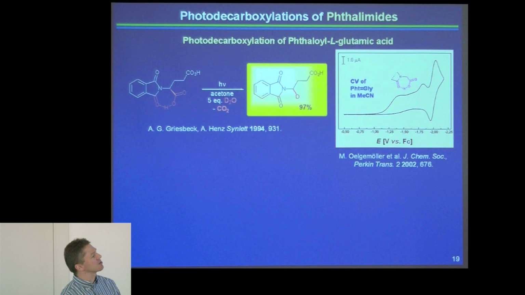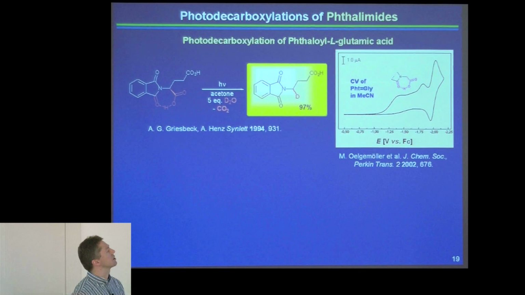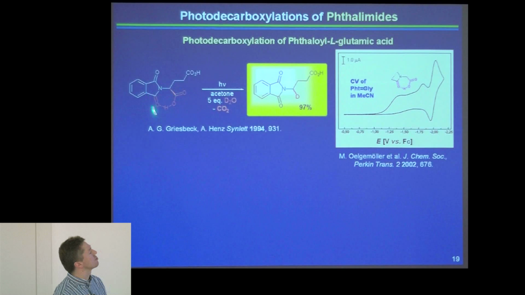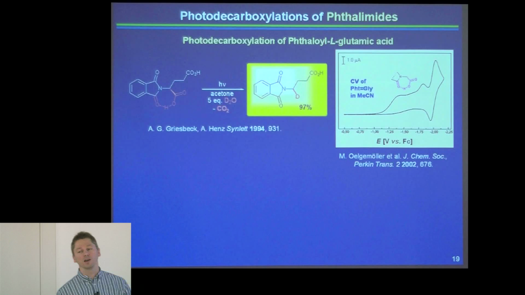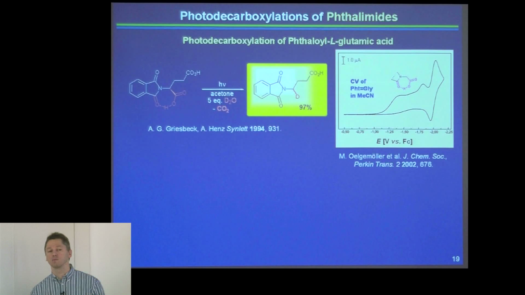We believe that hydrogen bonding is involved here, and we were actually able to use cyclic voltammetry, so an electrochemical method, to show that may actually be true. So there is a hydrogen bonding here with the alpha carboxylic acid function, whereas the remote one there is pretty much swimming around further away. It doesn't know anything about the phthalimide.